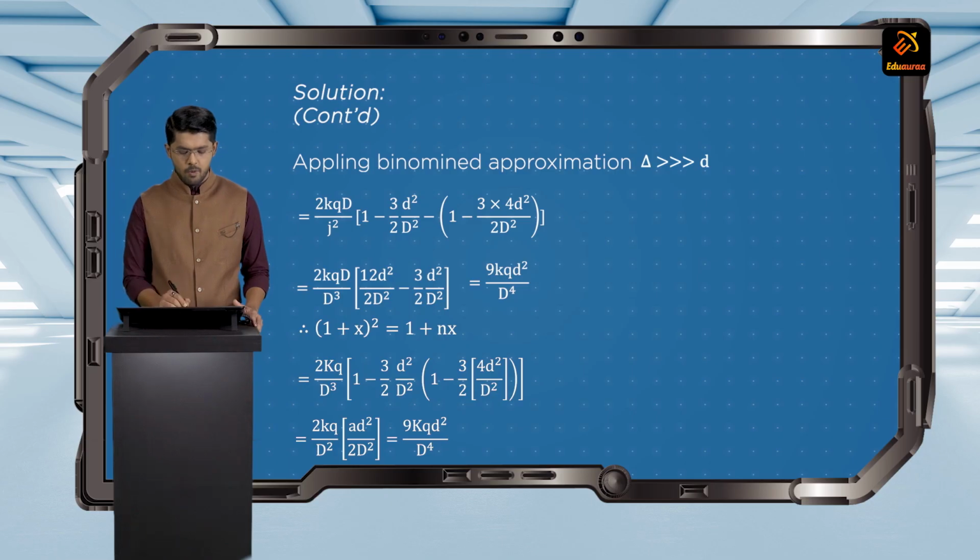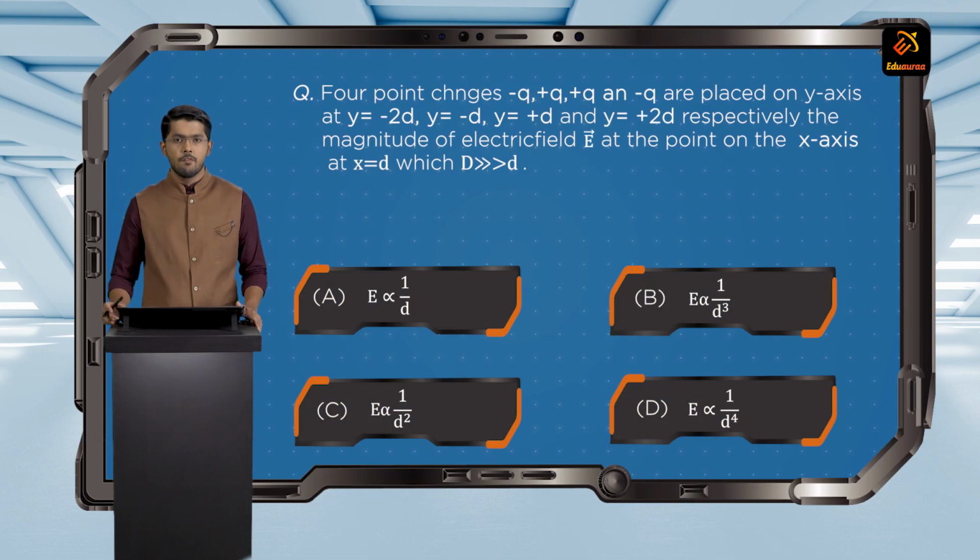Now, in this question, it is very evident that the electric field is directly proportional to 1 by capital D to the power 4. And if you match the options, option D is the correct answer to this question. Let's now move on to the next question.